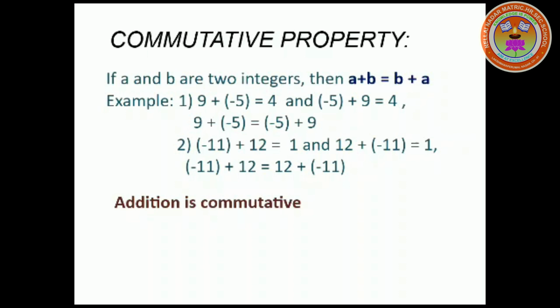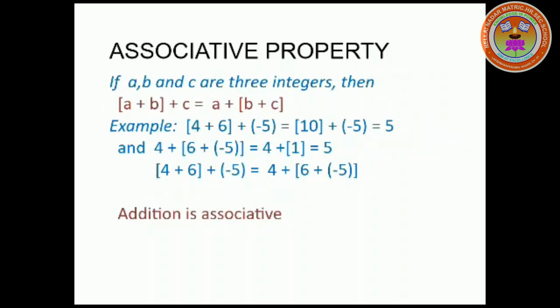Now we'll move on to the second example, -11 plus 12. So when I subtract this, the answer becomes 1. Similarly, when I reverse the order of the numbers, that is 12 plus -11, when I do this calculation, the answer becomes 1. So addition is commutative.